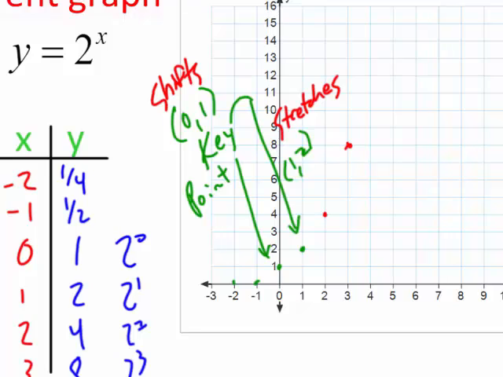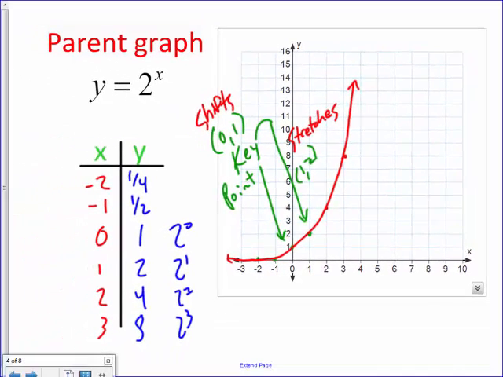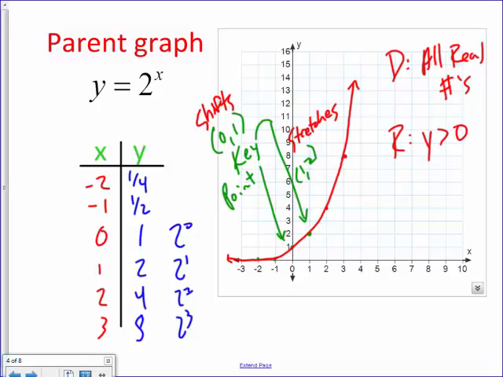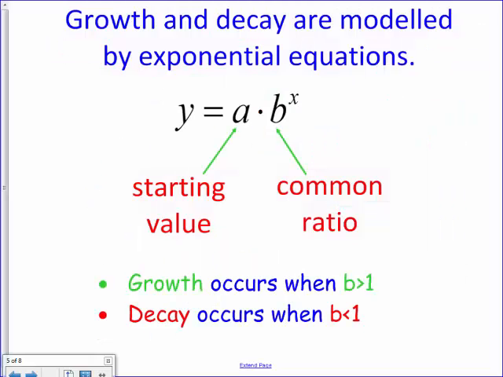3, 8. Drawing my line, it doesn't cross the x-axis, doesn't get to 0, and it goes up like this. Good. What if I did the domain and range here? Domain, x values, all of them work, all real numbers. What about my y's? My y's never get to 0, so all my y's are greater than 0 in this case.